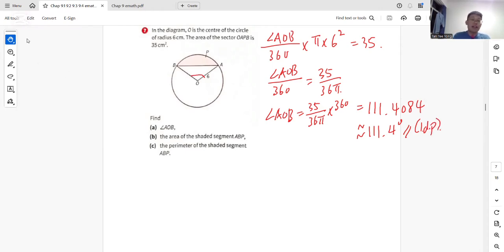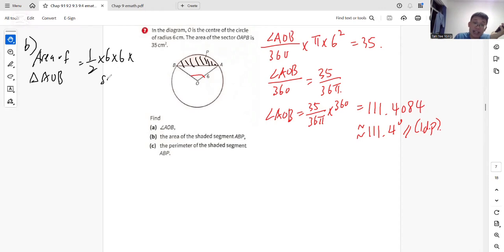Now part B, on the left, black ink. They want the area of the shaded region. In short, we have to find the area of the triangle. We are going to use area of sector minus area of triangle. Area of triangle AOB equals half ab sine C. So half times a times b times sine 111.4084.